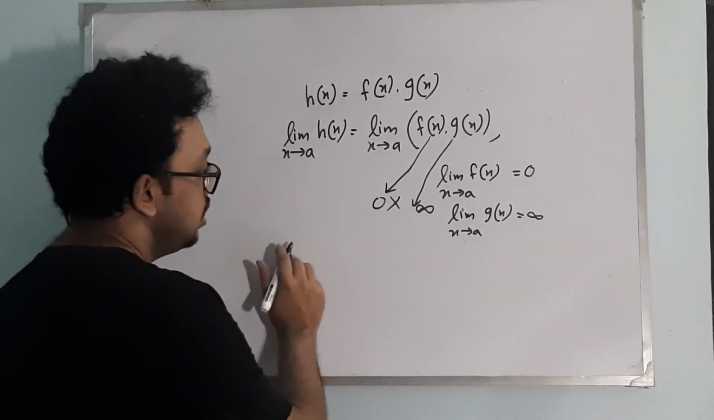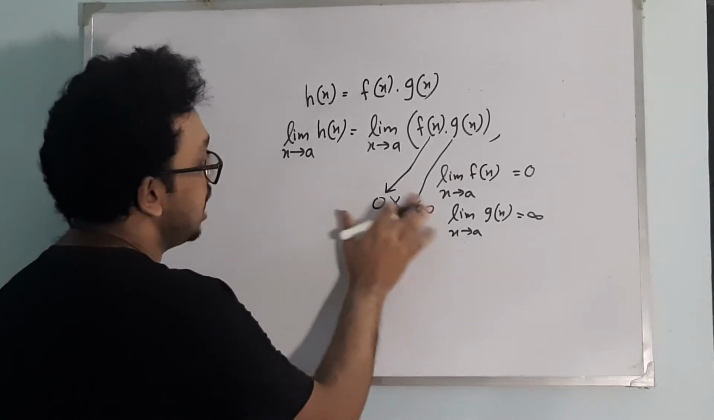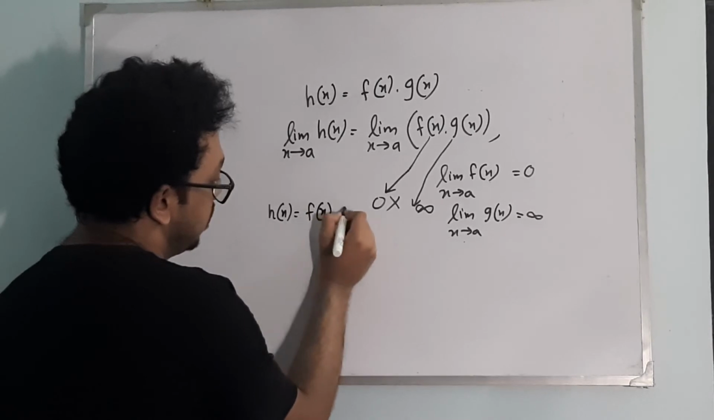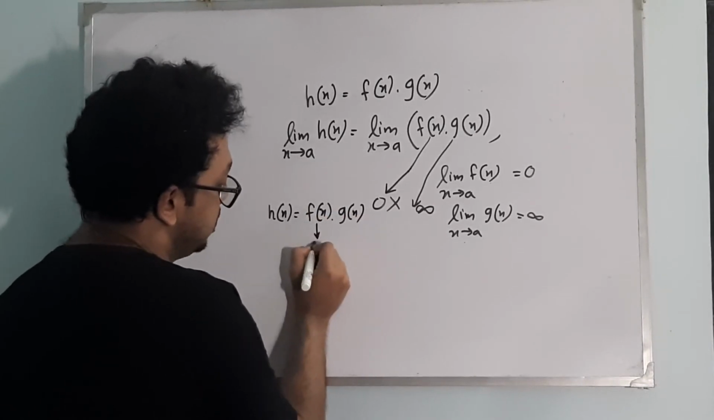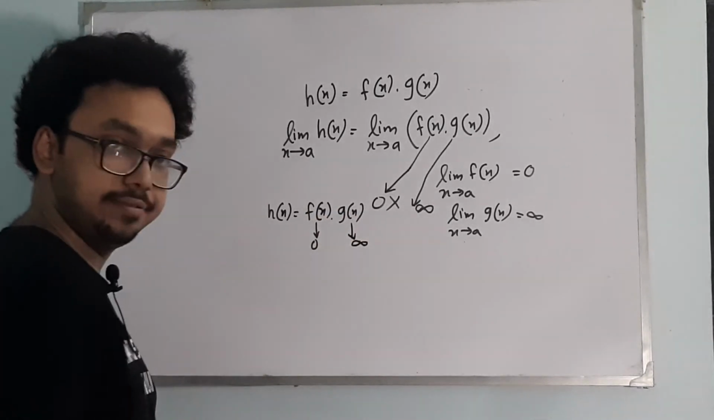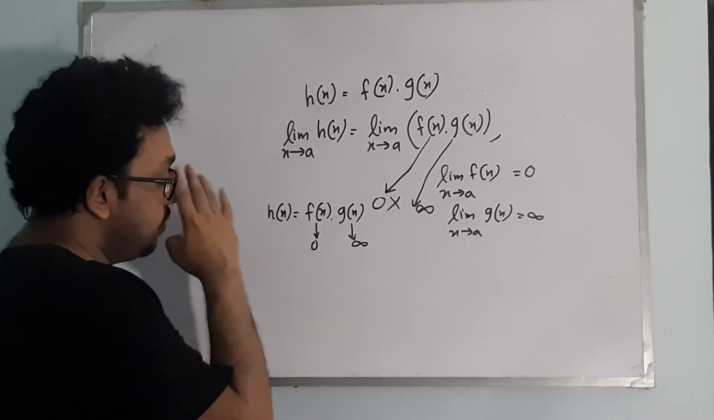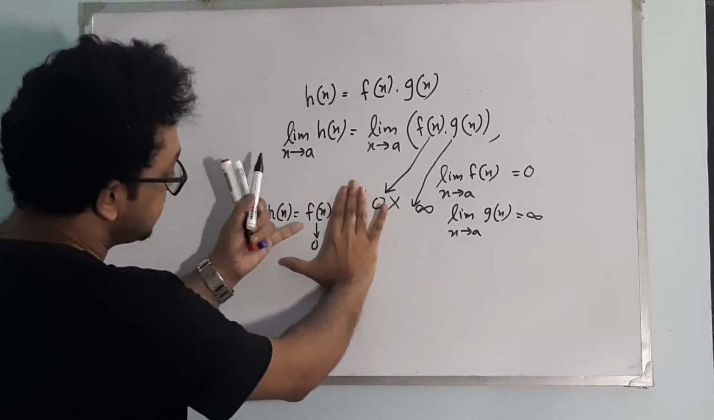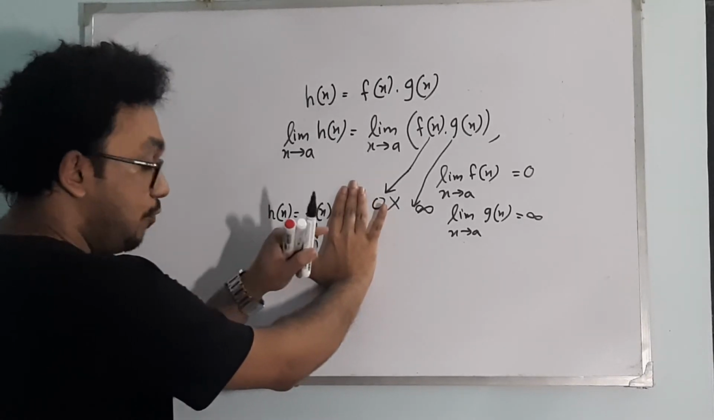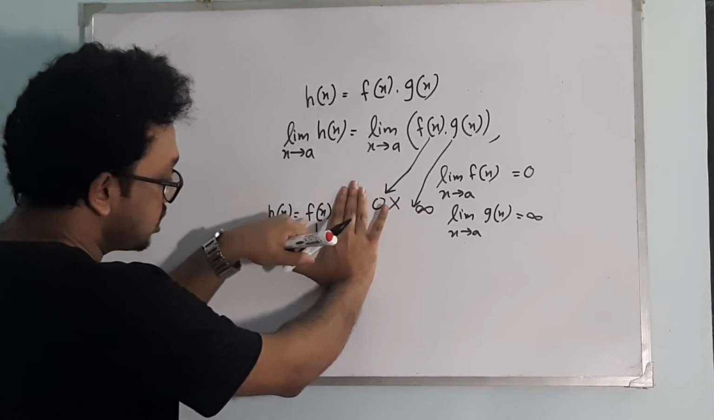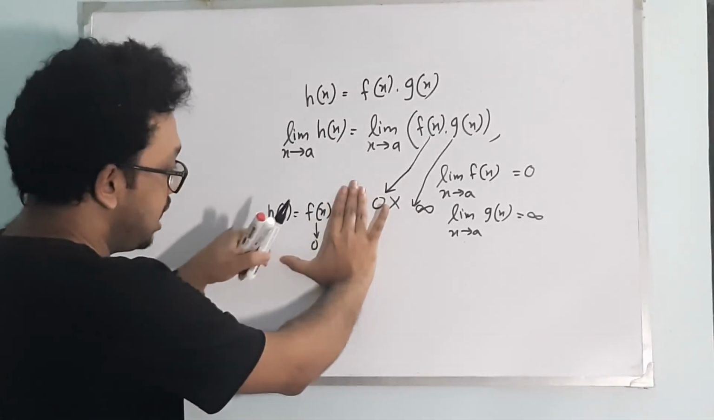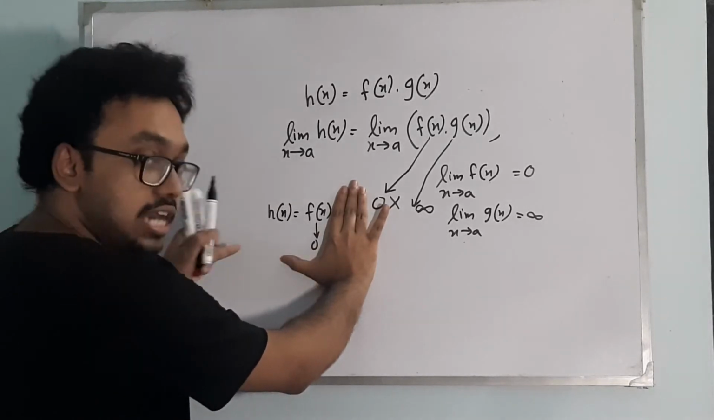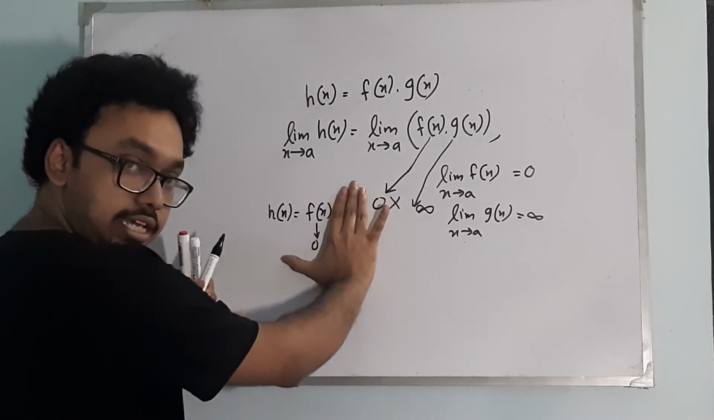Because suppose we have a function, I am again repeating what I said, h(x) equal to f(x) into g(x), where f(x) is tending towards 0 and g(x) is tending towards infinite. Clear? Now for some time forget g(x), see only f(x). f(x) is tending towards 0. So if two functions are multiplied, and one of these functions is tending towards 0, this will try to make the product 0, right?